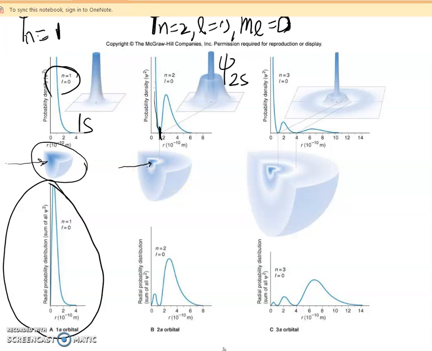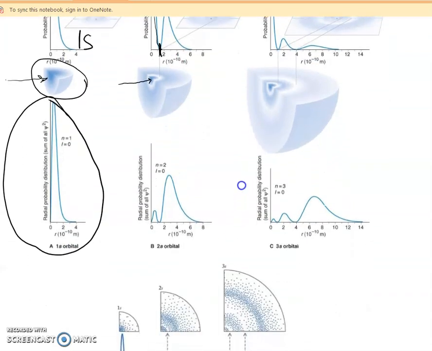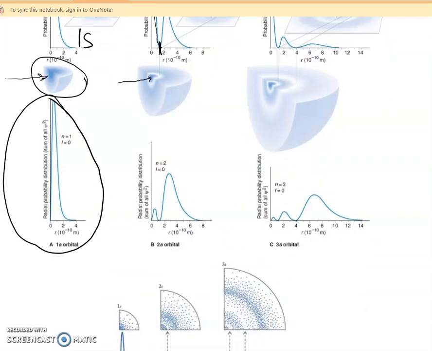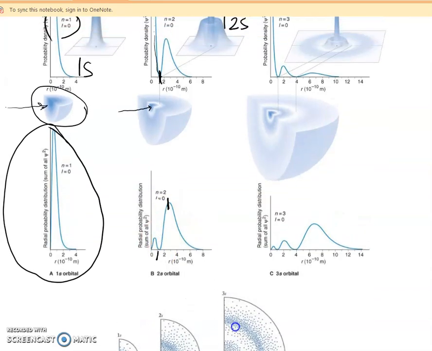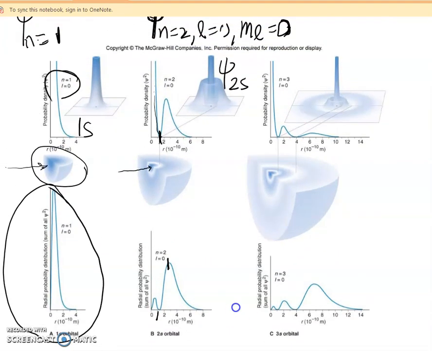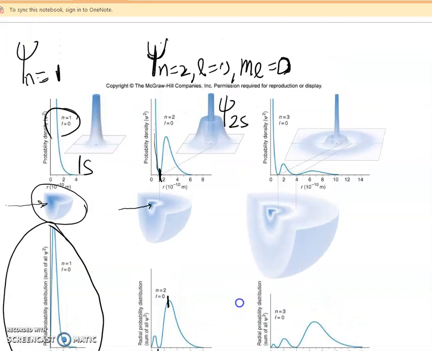Okay. And if we take a look at our probability distribution plot over here, we have 2 points here and here where it's probable to find an electron. Now this is higher, so it's going to be most probable to find that electron here from the nucleus. And then here, this again represents our node. All right. Now, let's go ahead and look at the 3s.